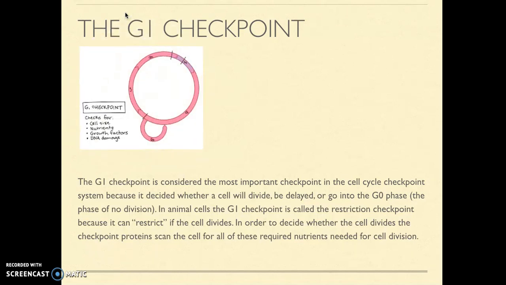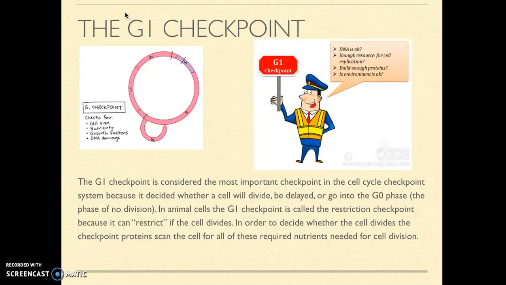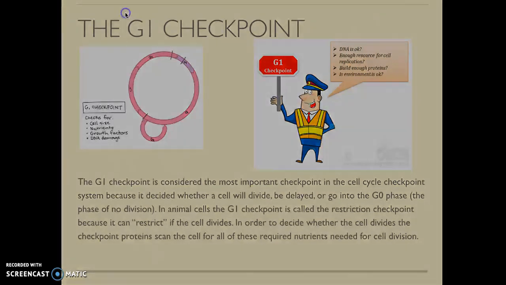Here I have what the G1 checkpoint checks for, which is cell size, nutrients, growth factors, and any DNA damage beforehand. As you can see, it's at the bottom of the circle right here where that black line is, and it happens right before the S phase of mitosis. Then I have this little man over here that gives you a visual for what the G1 checkpoint is. He's asking, is the DNA okay, are there enough resources for cell replication, and things of that nature.